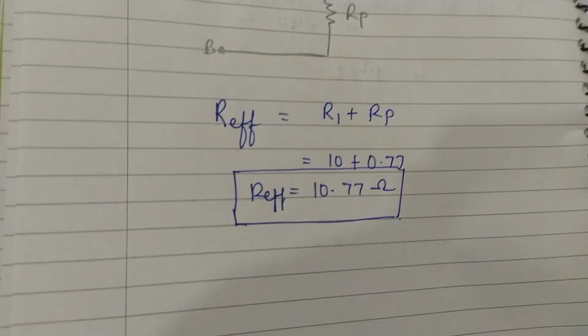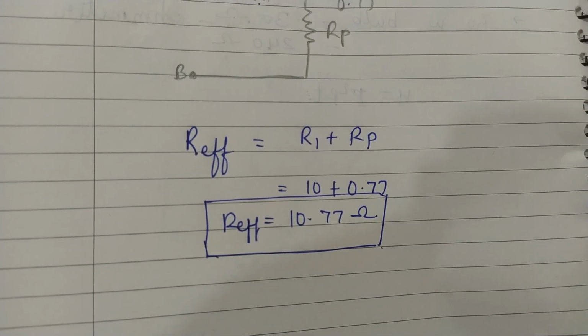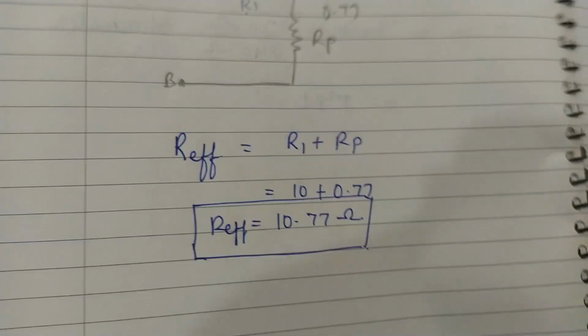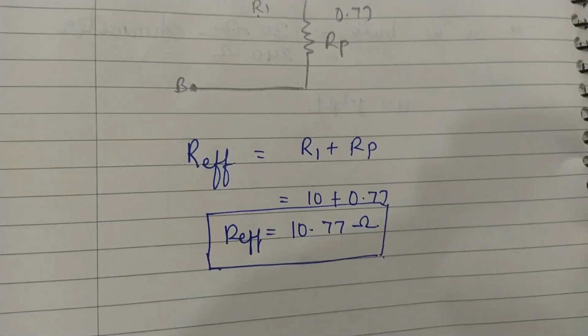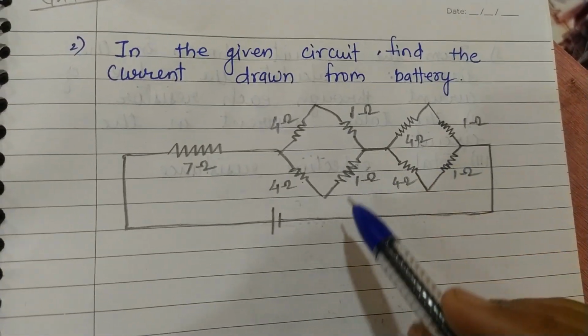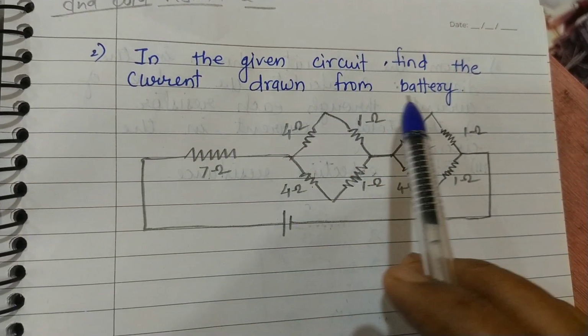Okay, now the next sum again we will discuss. I request all of you, when you are watching the video, that this word problem should be included in your classwork. Right? Okay, here the next problem is, in the given circuit, find the current drawn from the battery.